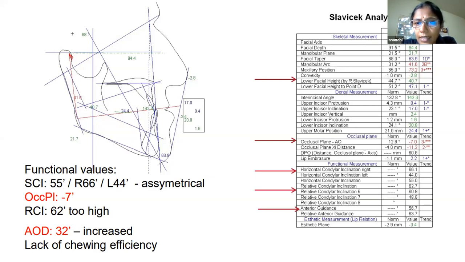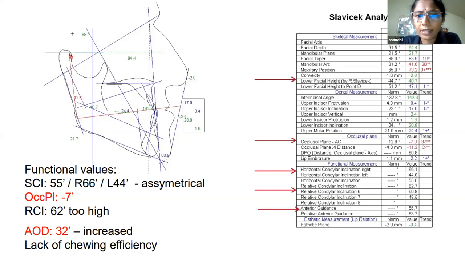So you can see that the right side condyle is 66 and then the left side condyle is 44. So the right side is steeper and the left side is more flat. So we have to make it more even, right? And then his anterior guidance is 56.